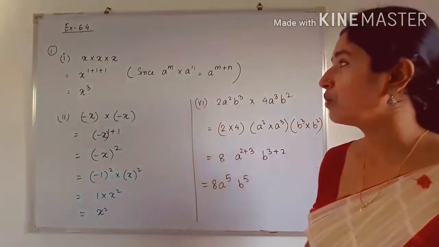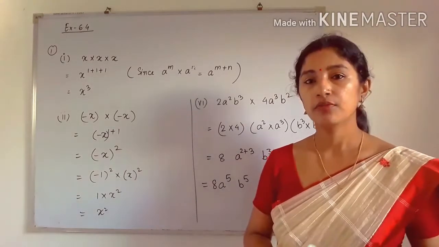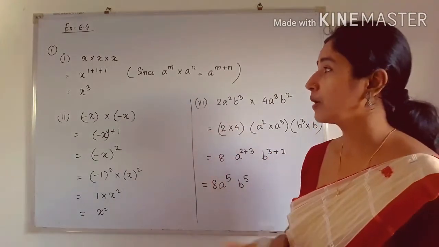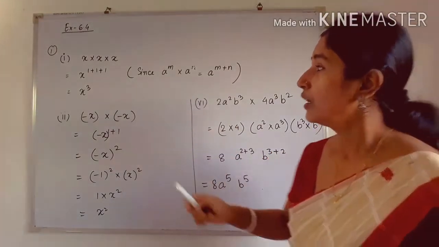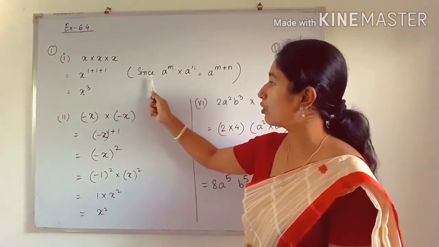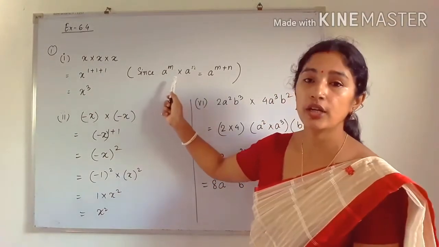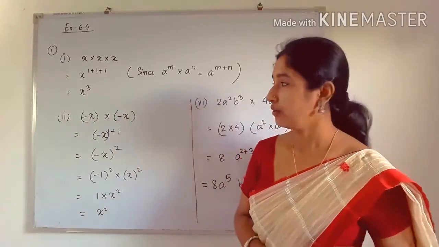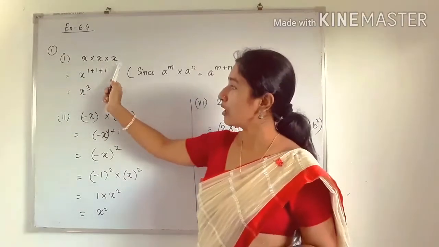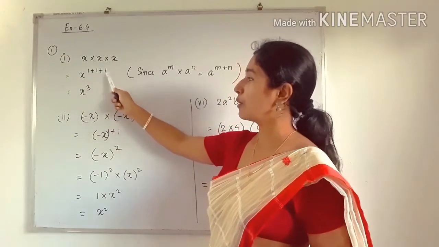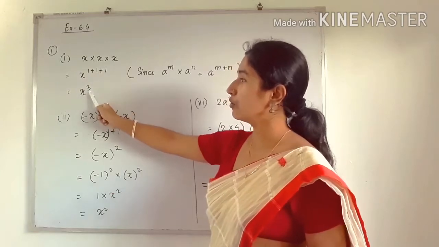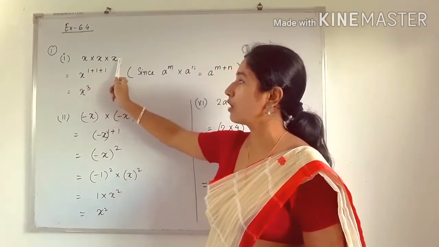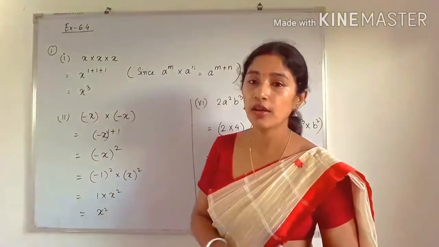So this is simply what? The variables are the same, okay? In number 1, the variables are the same. So we have to apply the law that a to the power m into a to the power n will be a to the power m plus n, okay? So x into x will be x to the power 1 plus 1 plus 1, and that will be 3, okay? x cube. That means x into x into x will be x cube, okay?